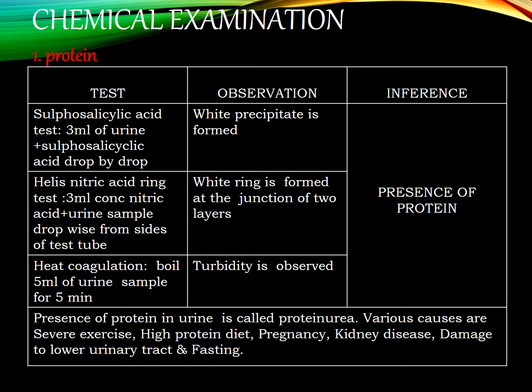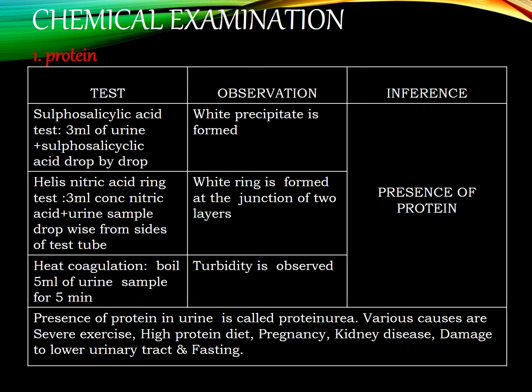To 3 ml of urine sample, add sulfosalicylic acid drop by drop, and it may produce a white precipitate, which determines the presence of protein in the urine sample. The second method is the Heller's nitric acid ring test. In this test, to 3 ml of concentrated nitric acid, urine sample is added drop by drop from the side of the test tube, and a white ring is formed at the junction of the two layers, which indicates the presence of protein.